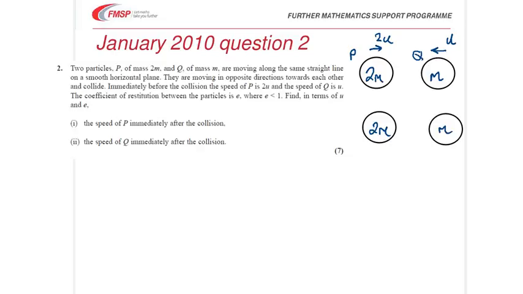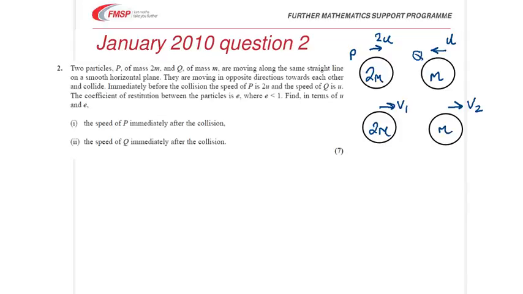After the collision, let's just call the speeds v1 and v2, like that. And they tell us the coefficient of restitution is e. We have to find the speed of P and the speed of Q. We've got to find v1 and v2 immediately after the collision.